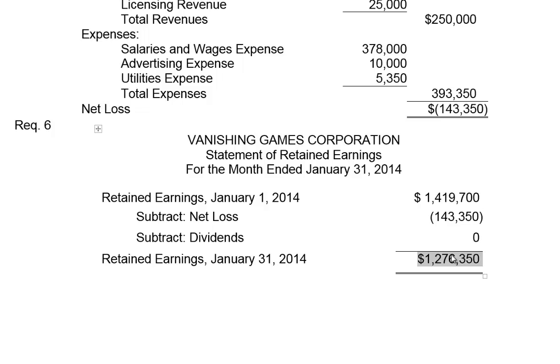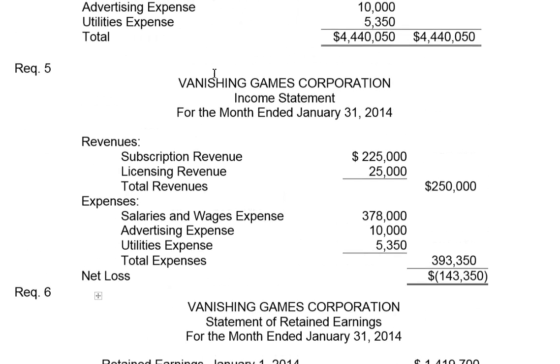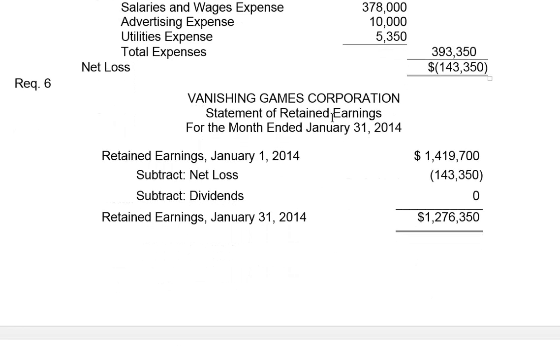But before we do, just a word. Notice that for the income statement, we have the who, company name, the what, the name of the statement, and the when for the month ended January 31st, 2014, because we're accumulating income, or in this case loss, just for the month. Statement of retained earnings is also for the month. It starts with the opening balance of retained earnings to begin that month and leads us to the ending balance of retained earnings at the end of that month.